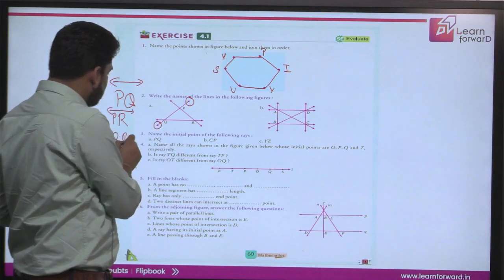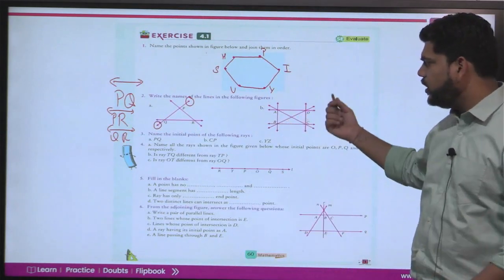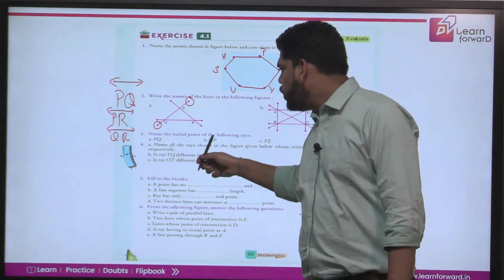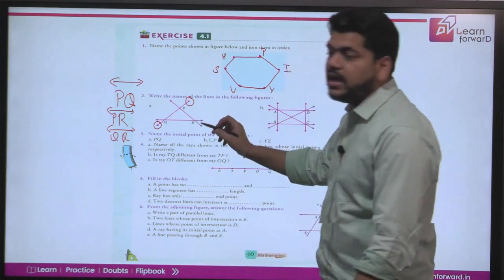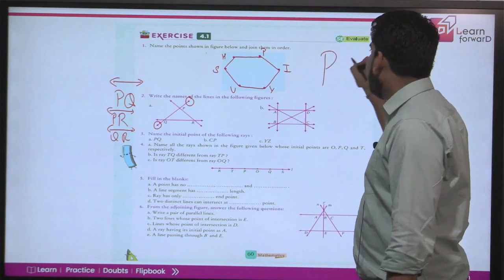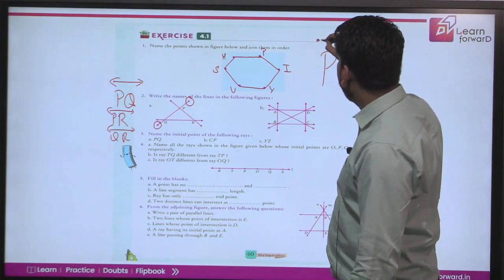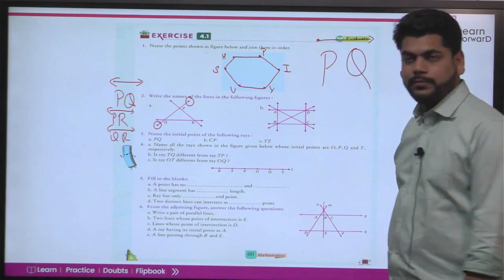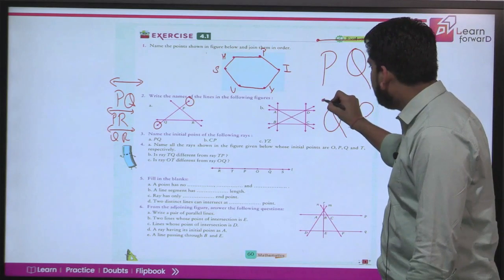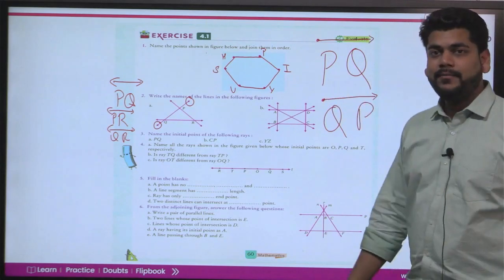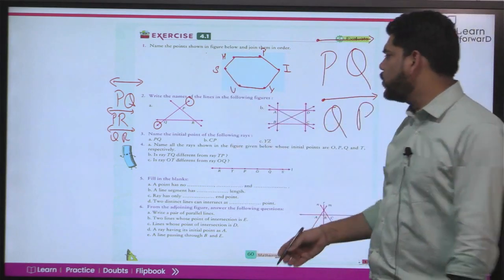Also QR is a line. So these are the three lines in this figure. You can find out the other one yourself. Name the initial point of the following ray. Now you need to be very careful while thinking of the ray. If I write ray PQ, that means the ray is starting from P and going toward Q. And if I say QP, that means the ray is starting from Q and going toward P. So there is an initial point, and there is another point toward which the ray is going.